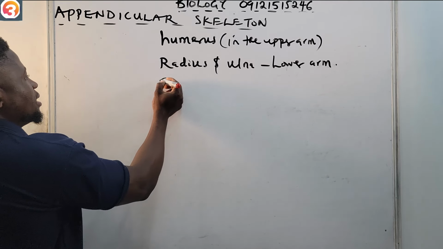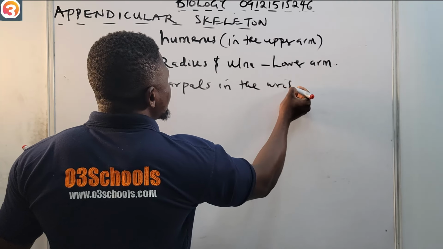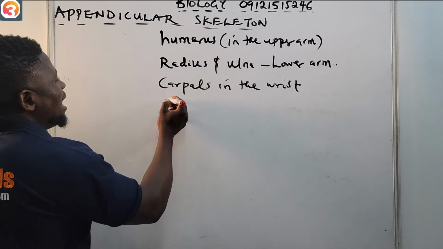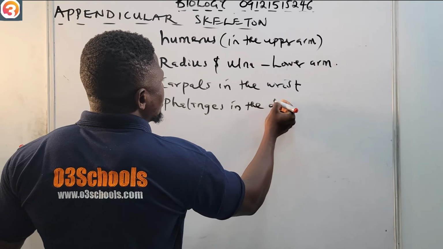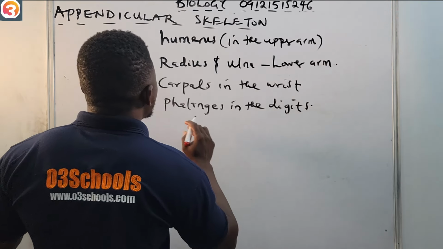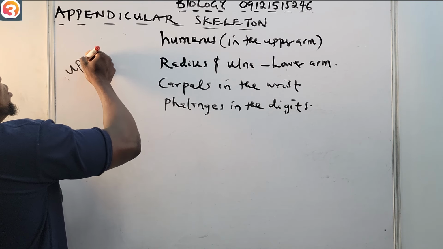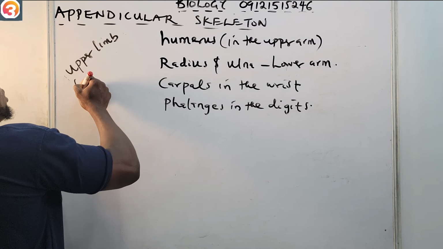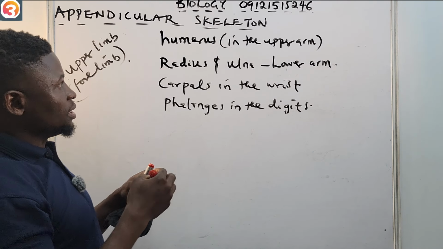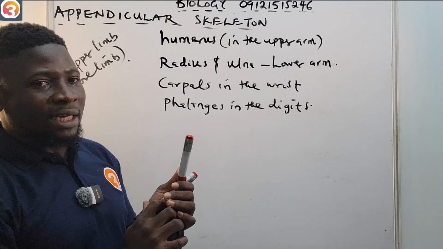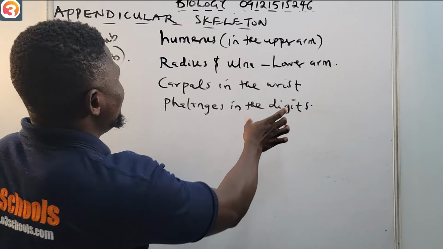We have the carpals, which are found in the wrist, and then we have the phalanges in the digits. So these are the bones of the forelimb, or the upper limb. We have the humerus in the upper arm, the radius and ulna in the lower arm, the carpals in the wrist, and the phalanges found in the digits.